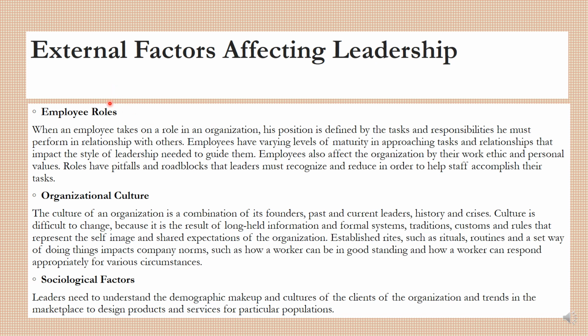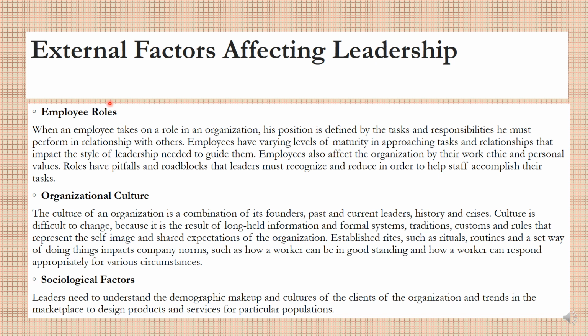Employee roles. When an employee takes on a role in an organization, his position is defined by the tasks and the responsibilities he must perform in relationship with others in the organization, right? But employees have varying levels of maturity in approaching tasks and relationships, and that impacts the style of leadership needed to guide them.